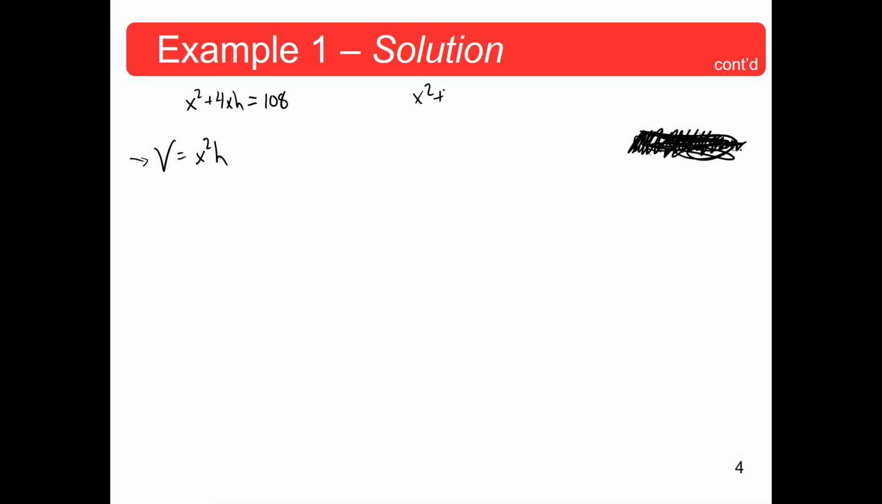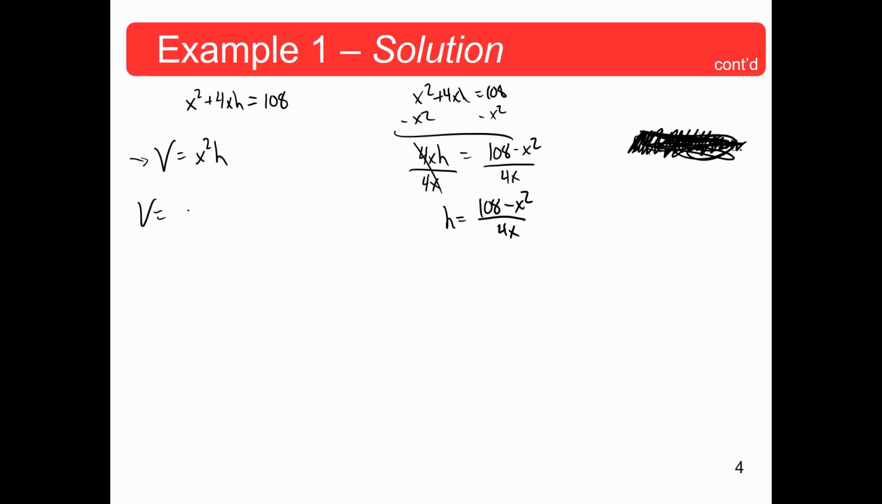So we've got x squared plus 4xh equals 108. We subtract x squared and get 4xh equals 108 minus x squared. We divide by 4x, and we get h equals (108 minus x squared) over 4x. Over here, we're going to plug that in for h: 108 minus x squared over 4x.